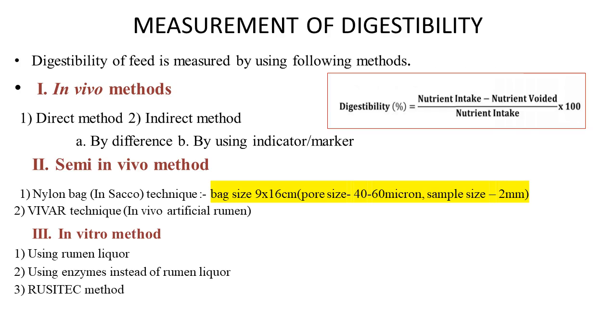The formula for calculating digestibility of feed is shown here. In the in vivo method, the digestibility is calculated by the above formula. In the semi-in vivo methods, the in sacco technique or in vivo artificial rumen methods are used. Remember the bag size, pore size and sample size. In vitro methods utilize either the rumen liquor or enzymes or the Rusitec method.